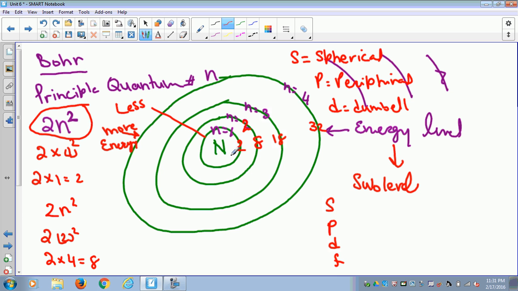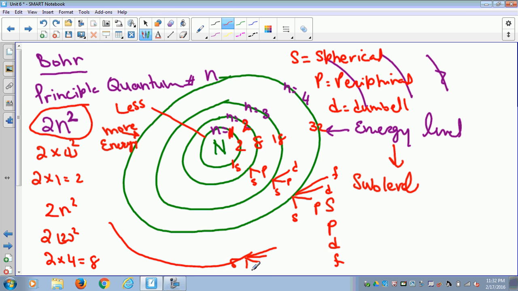Now energy level 1 has only one sublevel, which is s. Energy level 2 has 2 sublevels. Energy level 3 has 3 sublevels. Energy level 4 has 4 sublevels. There are a maximum of 4 sublevels, so even if you have energy level 5, it will also have only 4 sublevels. Every energy level starts with s first, because s has the least amount of energy. Then you have p, and then d, and then f.